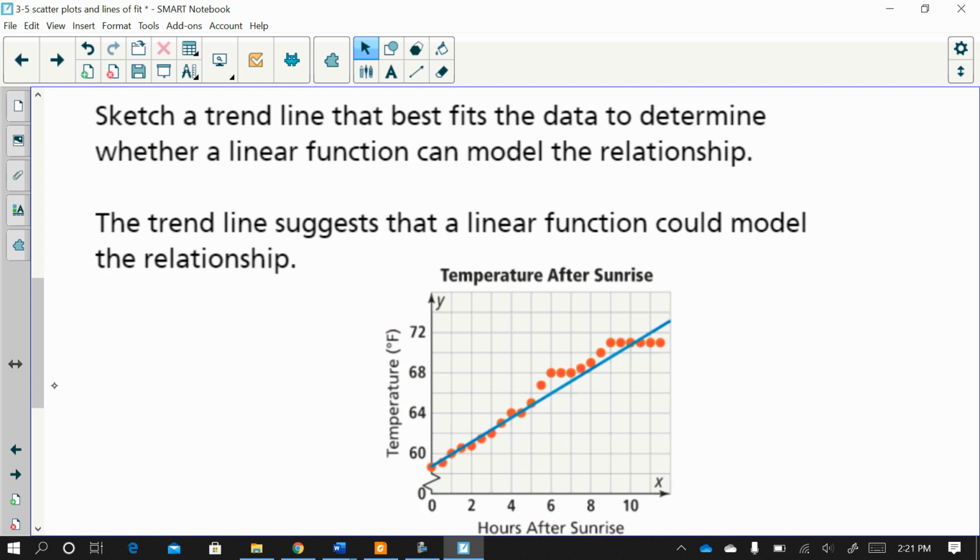A trend line is a straight line going through this, or as we learn other types of graphs, it might be a quadratic, it might be something else, that most closely matches the data. If I draw this straight line in here, the goal is to try and get in between the points. So I want half the points above the line, half the points below the line. This trend line suggests that a linear function could model the relationship. It's really good down here, not as good up here, but it's still not too terrible.